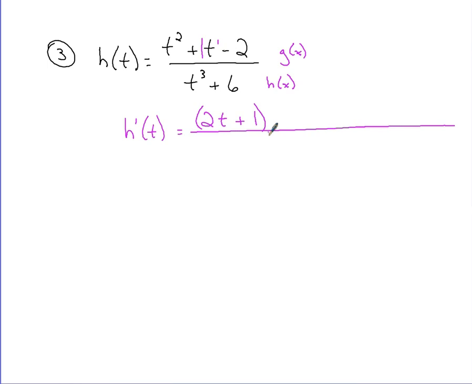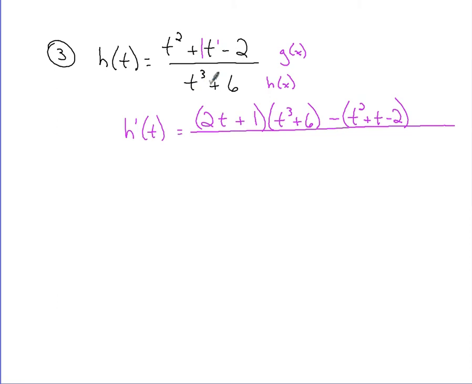As the quotient rule continues, you tack on h of x, so that's the bottom part, unchanged, minus the top part, because it's g of x, right? So t squared plus t minus 2. And then we conclude with this numerator portion. We conclude with the derivative of the denominator.